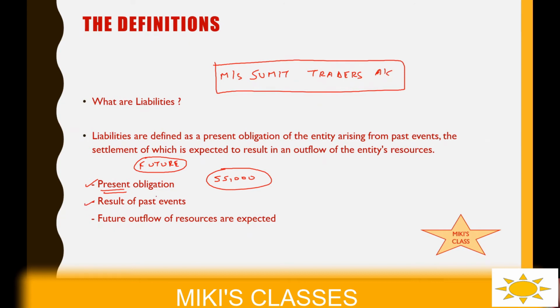Result of past events. What is the past event? That we have got the delivery of goods from Sumit Traders. Correct? That is why we have to make this payment. Future outflow of resources are expected, isn't it? What is the resource in this case? The resource is money. How much money? 55,000. So Sumit Traders fits the definition of a liability.